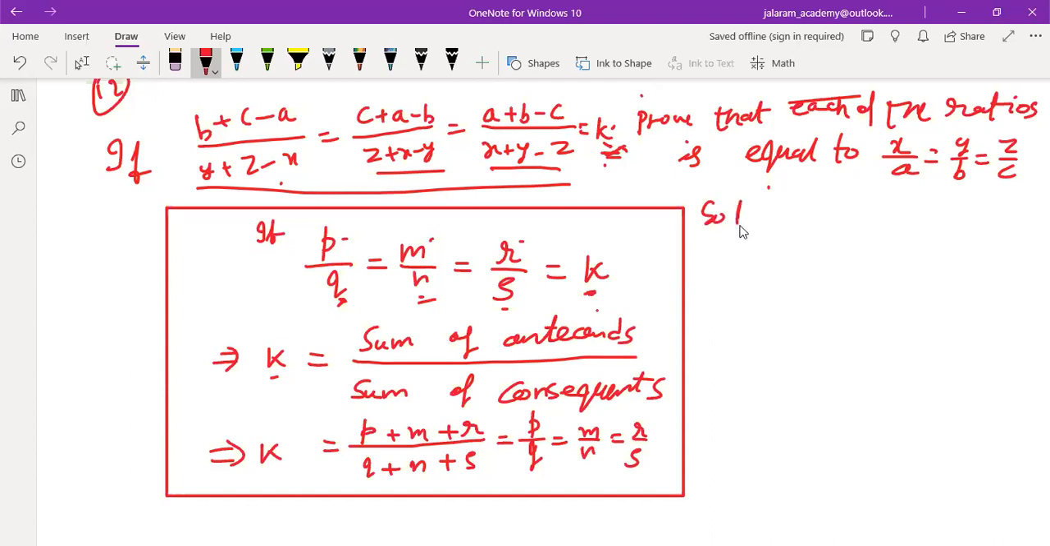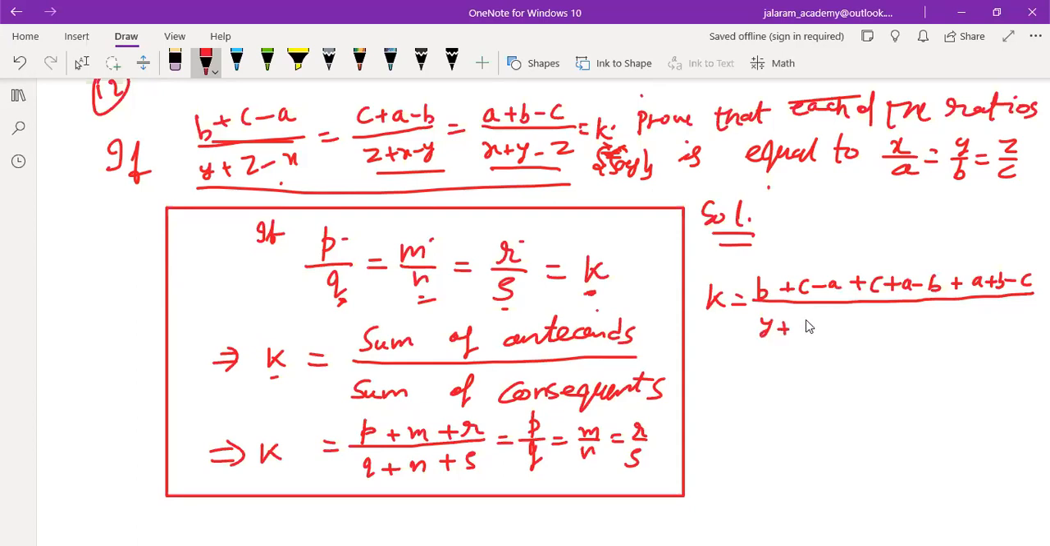So from the question, now we start solving. k equals, as we have assumed that it is k, so let's assume, k equals sum of antecedents. First antecedent is b plus c minus a, second is c plus a minus b, third is a plus b minus c, over the denominator, which is y plus z minus x plus z plus x minus y plus x plus y minus z.